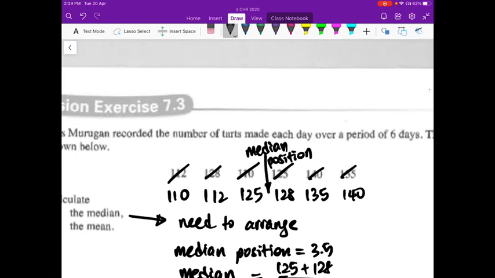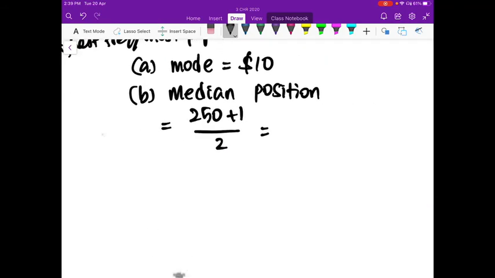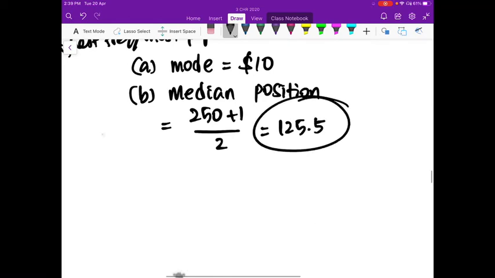So in the same way, 39 plus 1, 40, divided by 2, 20. Median position. So we line up the boys, we find the median position, and we ask, what is your height? Same over here. So we get 125.5. That's the median position.